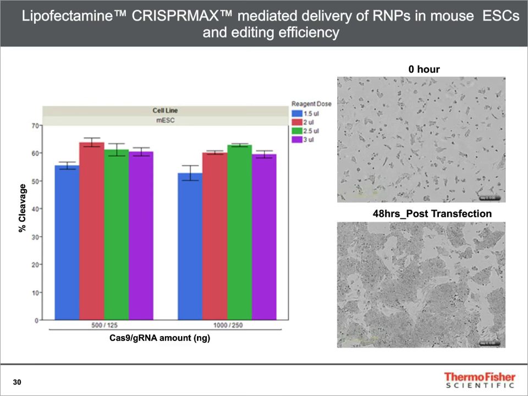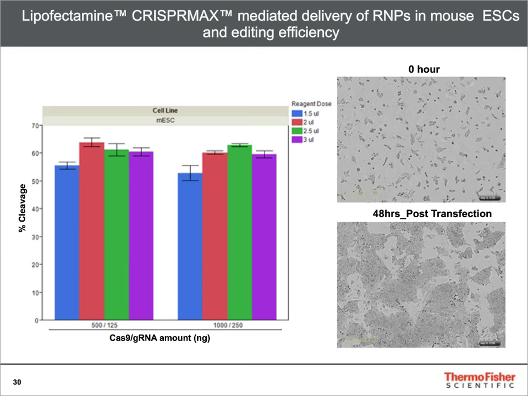This slide describes a new transfection reagent, Lipofectamine CRISPRMAX, that allows the researcher to transfect CRISPR RNP complex into mouse embryonic stem cells. The X-axis of the bar graph describes two different concentrations of Cas9 and guide RNA. Four different colors of the bar graph show different amounts of transfection reagent. The Y-axis shows the percentage cleavage.